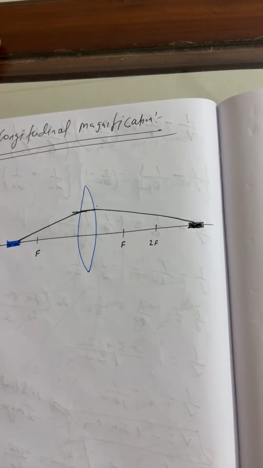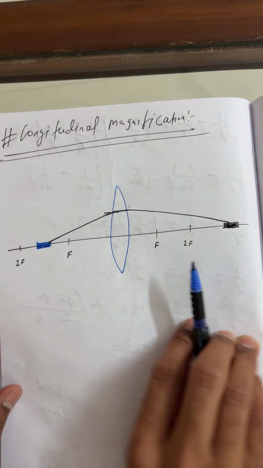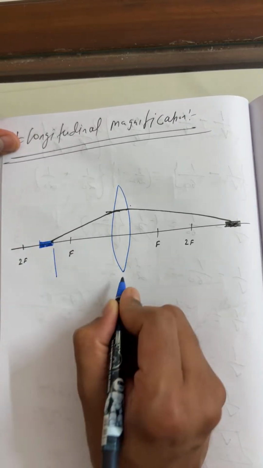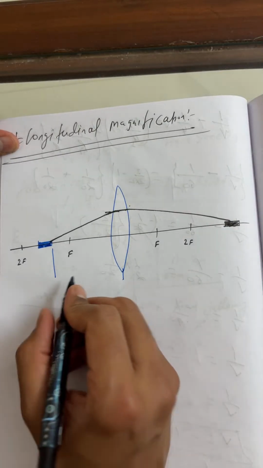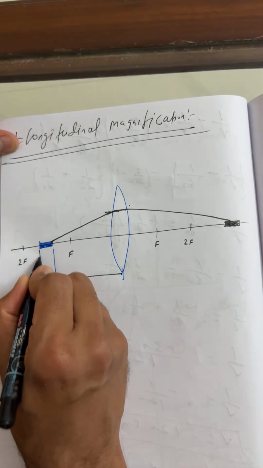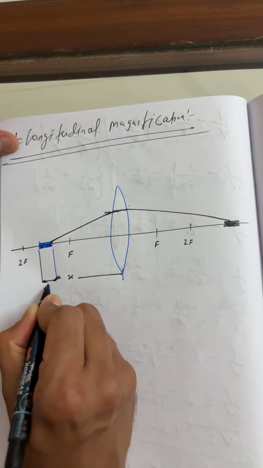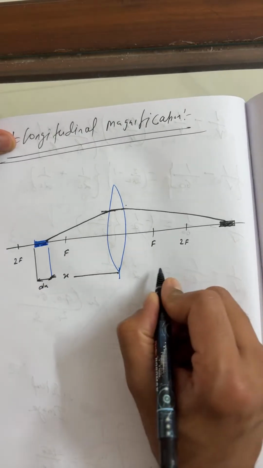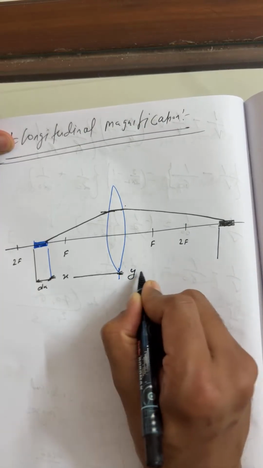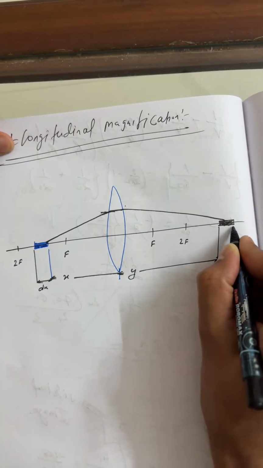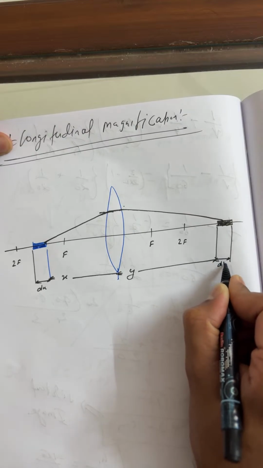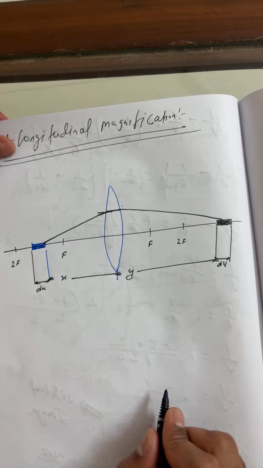Come to the point. Now, students, here I'm considering the distances from the pole of the lens. So this is x, let's say this is dx. Right, students, here as usual, I'm calling this distance y, and this is dy. As I said here, this is defined for a small object.